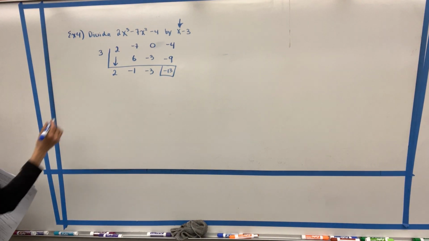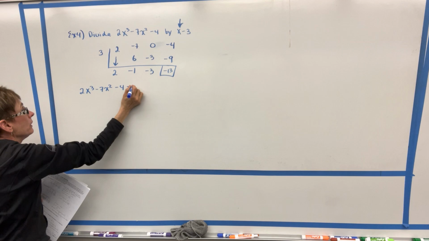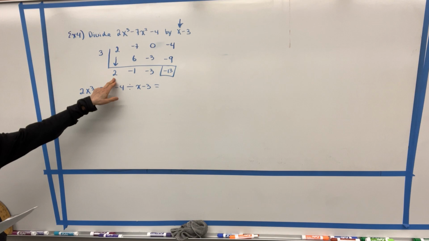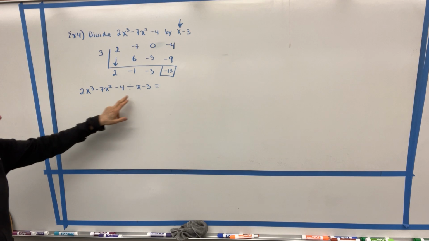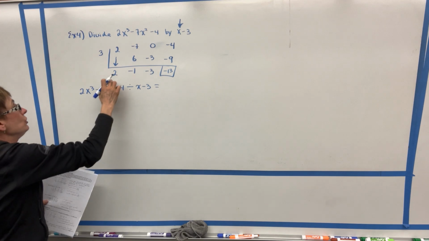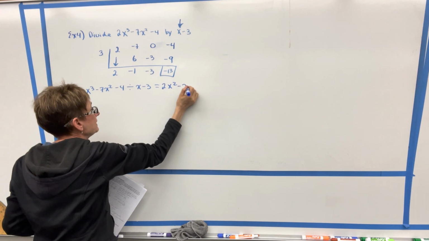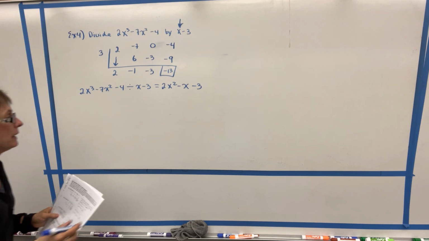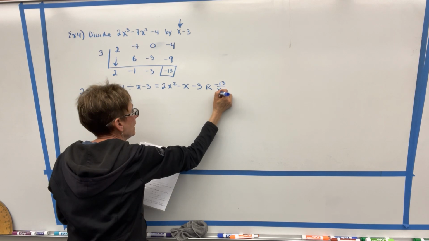So what have I learned? I've learned that 2x cubed minus 7x squared minus 4 divided by x minus 3 equals, does anyone have a suggestion what this number represents? What these numbers represent? If I took an x cubed divided by an x, what would my first term be? This 2 represents 2x squared. The negative 1 is negative x, and that minus 3 is my constant. And then my remainder is going to be negative 13 over x minus 3.